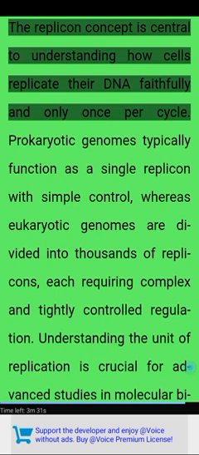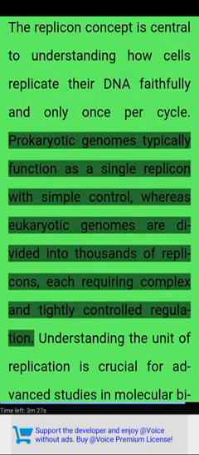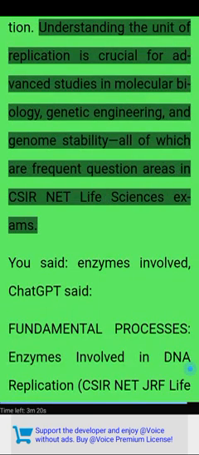Final notes. The replicon concept is central to understanding how cells replicate their DNA faithfully and only once per cycle. Prokaryotic genomes typically function as a single replicon with simple control, whereas eukaryotic genomes are divided into thousands of replicons, each requiring complex and tightly controlled regulation. Understanding the unit of replication is crucial for advanced studies in molecular biology, genetic engineering, and genome stability, all of which are frequent question areas in CSIR NET Life Sciences exams.